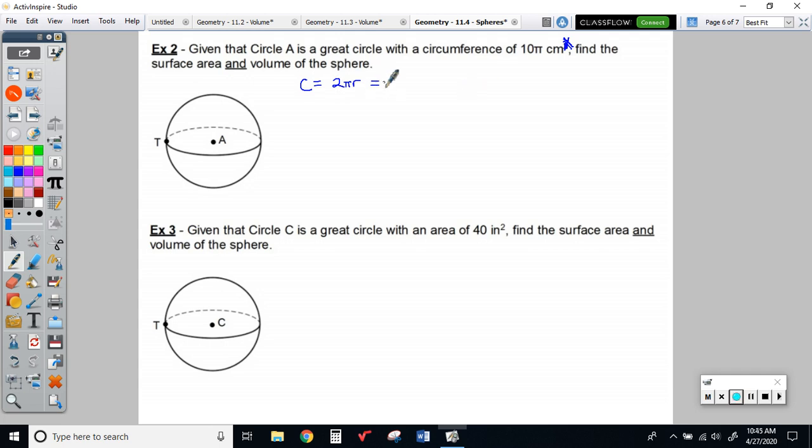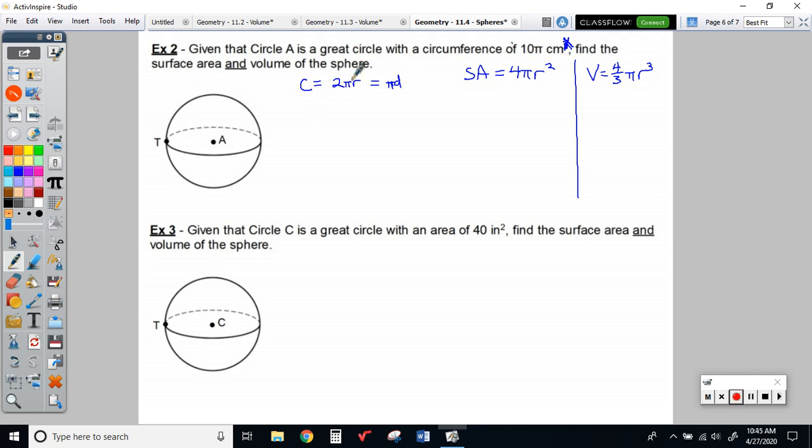Or you could think of it as pi d. So either way, it would be more convenient to know what r is instead of d, because I'm eventually going to be plugging them into the surface area formula, 4 pi r squared, and the volume formula, 4/3 pi r cubed. So I'm going to use this 2 pi r to figure out what the radius is and go from there.